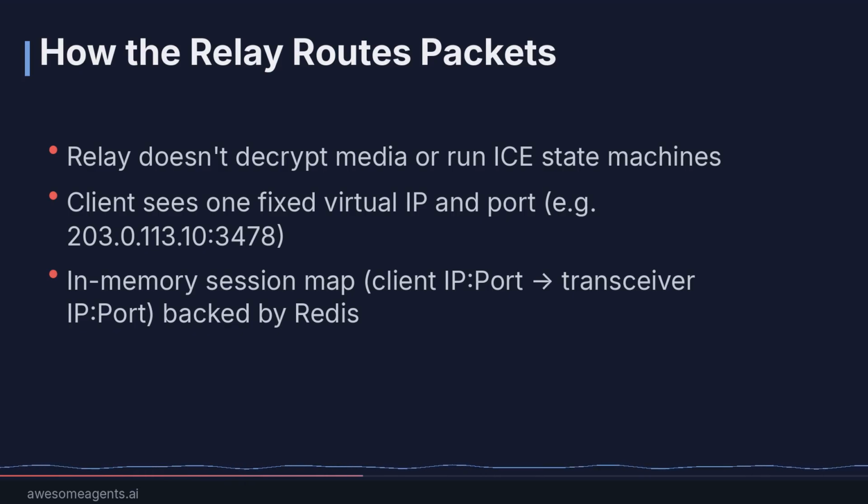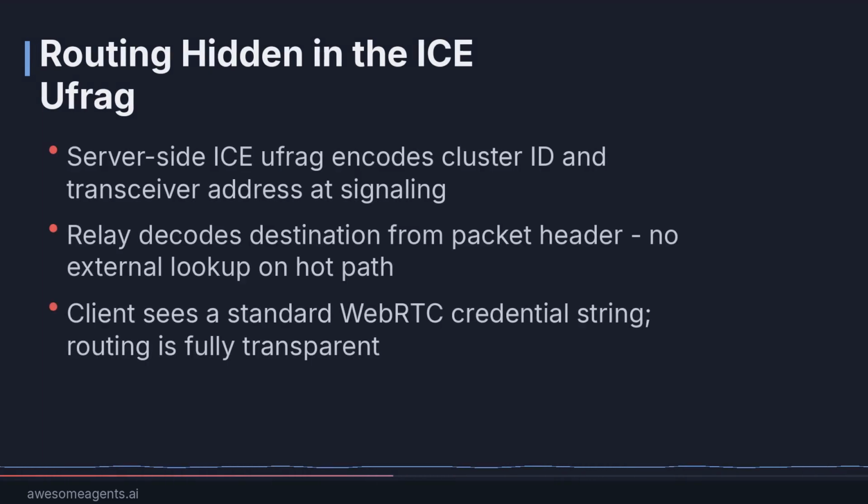And how does it figure out where to route without some big external lookup service? They encode routing metadata directly into the ICE username fragment. That's a field in the WebRTC handshake that normally just looks like a random credential string. So they're hiding a routing address inside a standard WebRTC field. Right, and the client has no idea. The relay reads it and knows exactly which transceiver owns that session. No extra round trip on the critical path. That is a genuinely clever design.